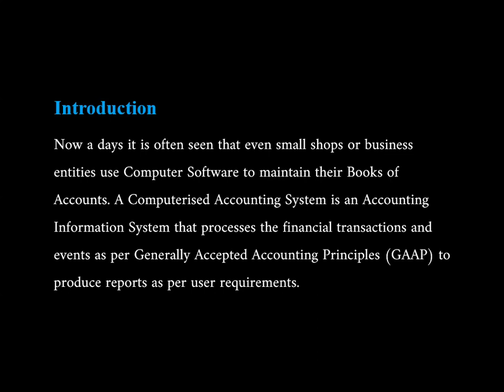Then the processing. Once the input is given, the processing will be done. Once the ledger is created, then the accounting voucher will be created. If you have not created the ledger group, it is not possible to create an accounting voucher. In the processing entry, what things will come? Accounting voucher, inventory voucher, invoice. These things will come in the processing entry.